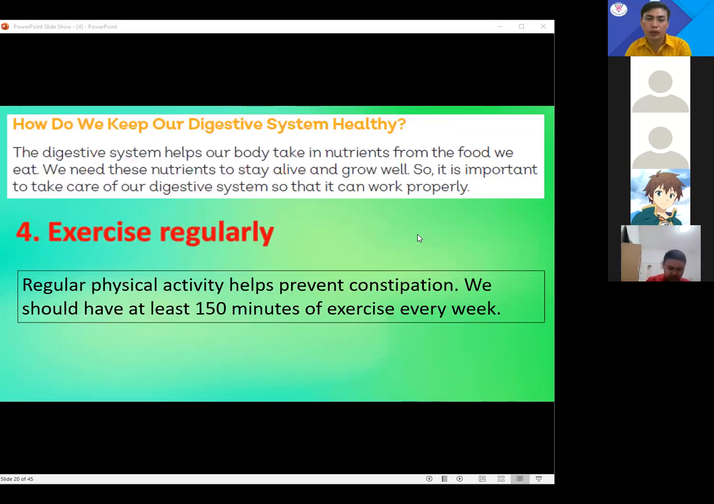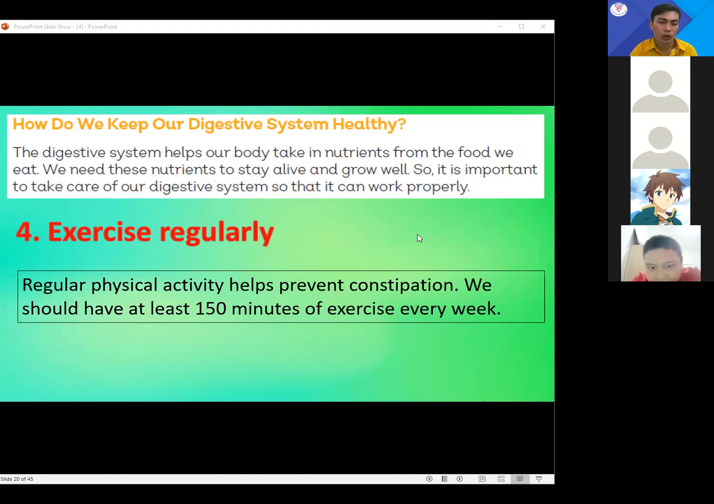Number four is exercise regularly, okay? So regular physical activity helps prevent constipation. You know what constipation is, right? When our feces become very hard and it's very difficult for us to do our bowels and all of that. One of the reasons for that is that we lack exercise. It says here we need to exercise regularly.